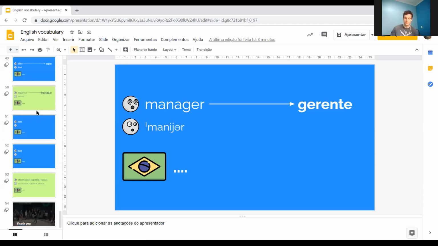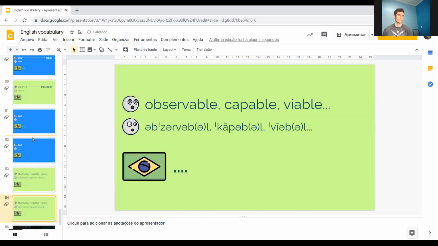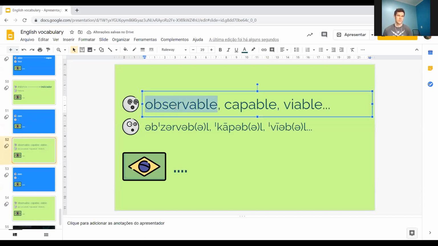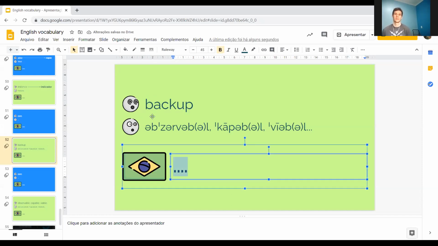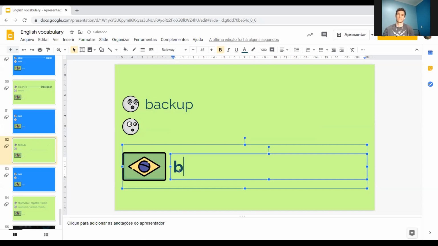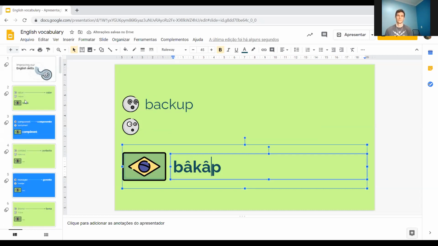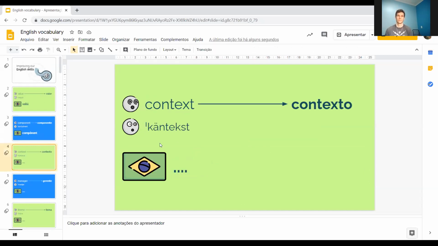Okay. Something to note with the word backup is that you want to emphasize the first syllable. Backup. So I need to emphasize here, right. Backup. Okay. So we need to come back to the slide.